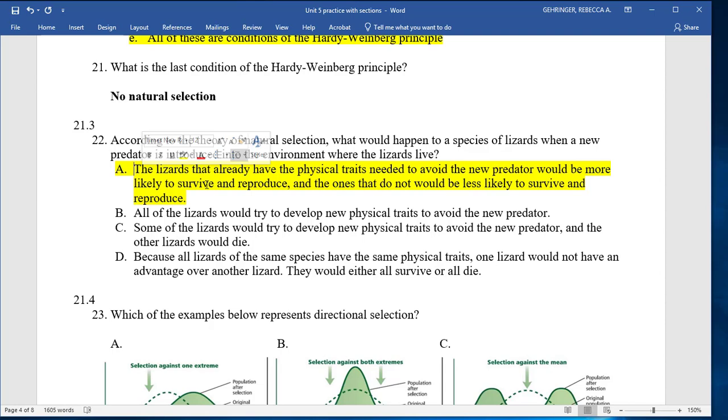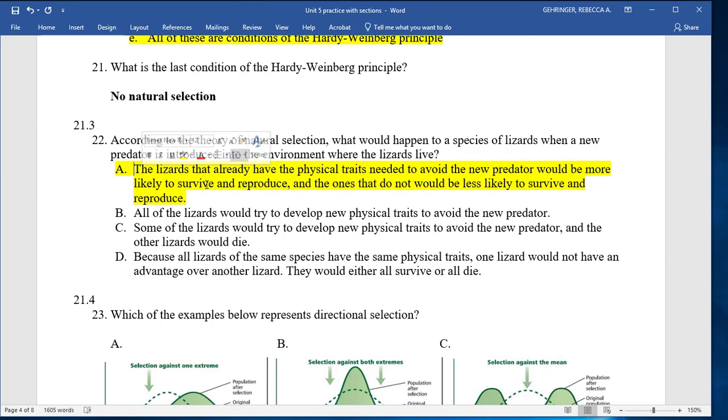C, some of the lizards would try to develop new physical traits to avoid the new predator, and the other lizards would die. Those lazy lizards didn't try hard enough. No, that's not how this works at all. So C is also wrong. D, because all lizards of the same species have the same physical traits, one lizard would not have an advantage over another lizard. They would all either survive or die.